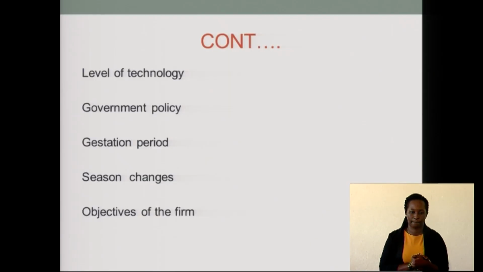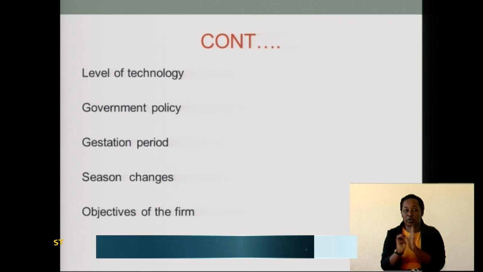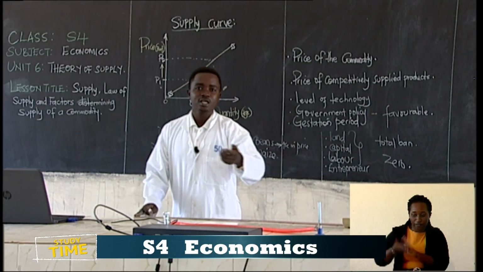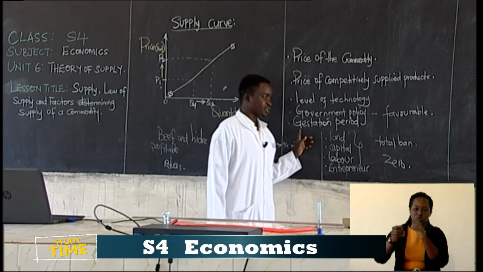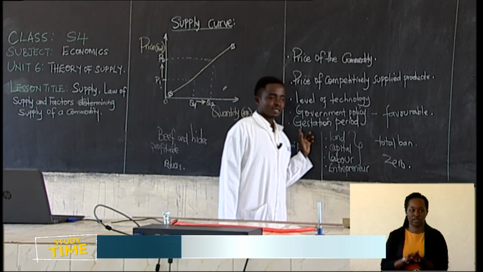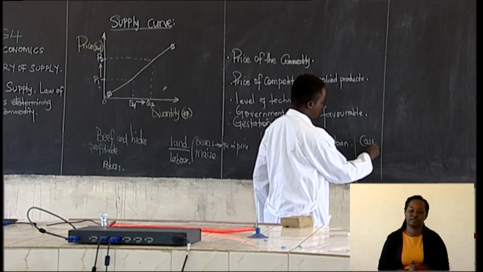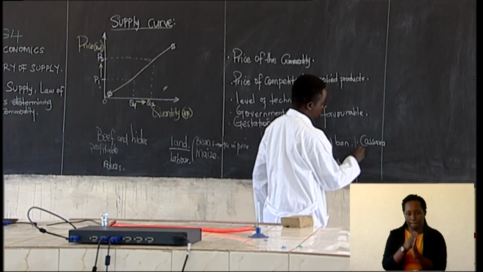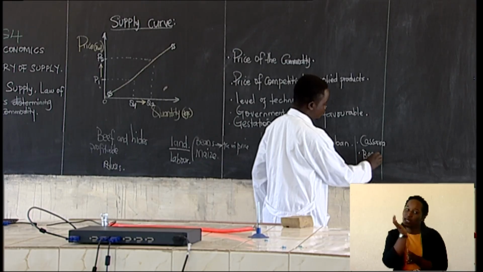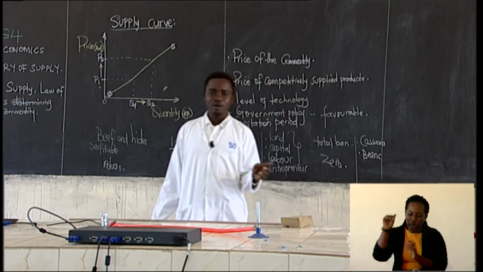How long does a commodity take to be ready for consumption? That is the gestation period. A shorter gestation period will increase the supply of a commodity. Let's talk about the agriculture sector. I want you to compare two commodities, two crops: cassava and beans. Which one takes longer to mature or to be ready?